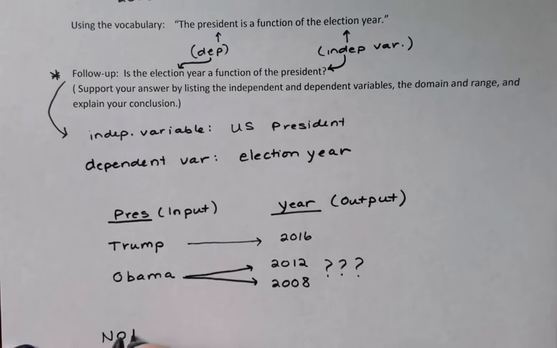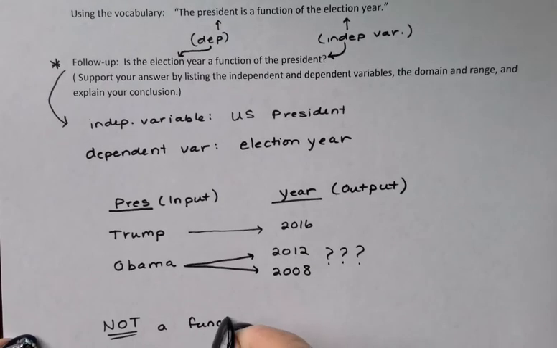So this is not a function. Okay? So that's the difference. If every input leads to just one output, we have a function. If some inputs lead to multiple outputs, we do not have a function.